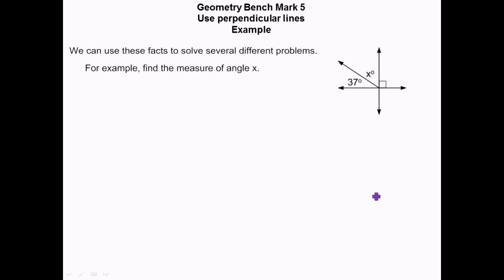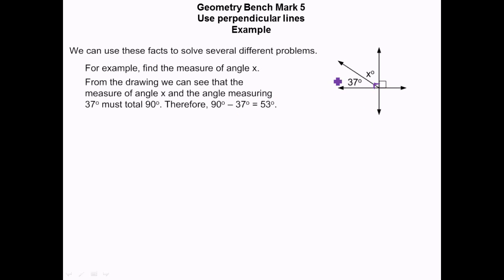Okay, so we want to find angle X. We know that because this is perpendicular, that makes this 90 as well. And so we can take 90 minus 37 to find out that X is 53. So if this is 90, this has to be 90, so this has to be 90 minus 37. Does that make sense?